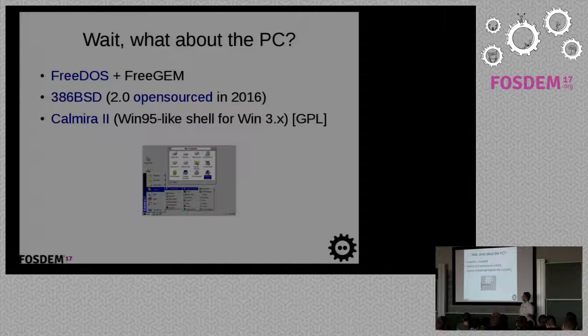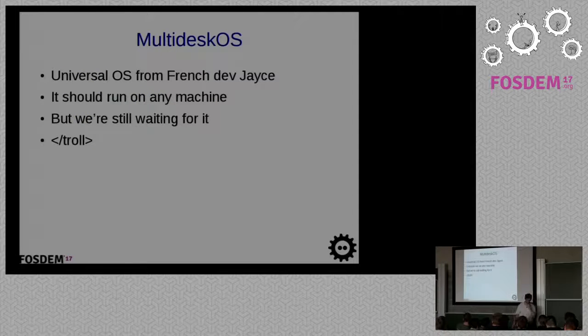So yeah, it's nice. I've seen it at Capitole du Libre some months ago. And then there's Calmira 2, which is actually a shell for Windows 3. So yeah, it's weird. I think there's even Calmira Vista or something. People are crazy. And then there's MultiDesk OS. It's a universal operating system that runs everywhere. And okay, that's just a troll, but I had to mention it.